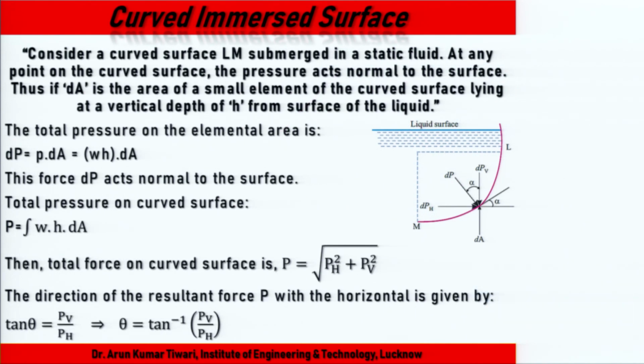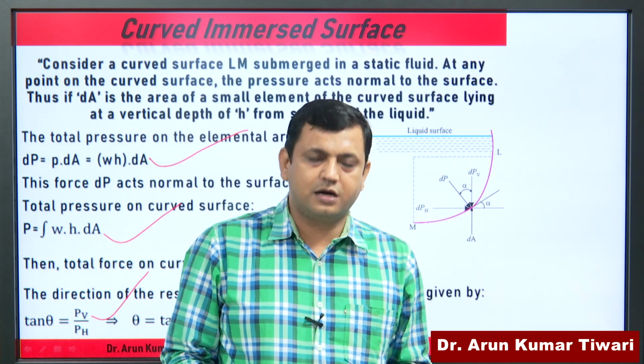For a curved surface, if the surface is curved, we calculate dP equal to p dA, then integrate it. There are two components, horizontal and vertical, and the resultant capital P is the square root of Px square plus Pv square. Tan theta is Pv upon Px. By this way we can calculate the force capital P on the curved surface. Thank you.